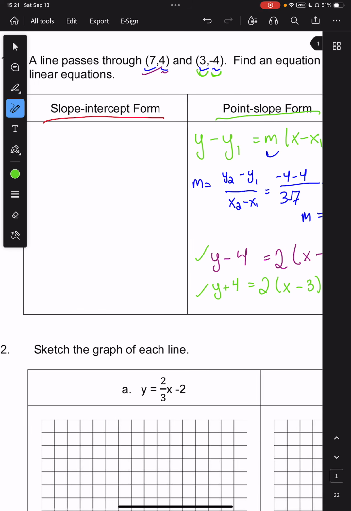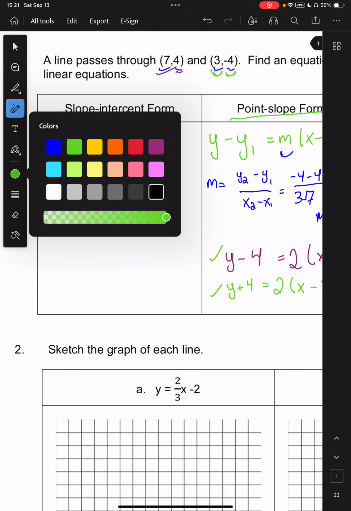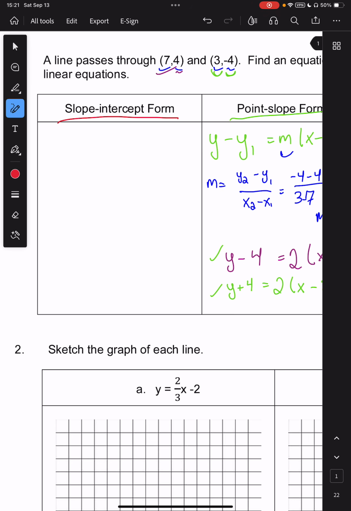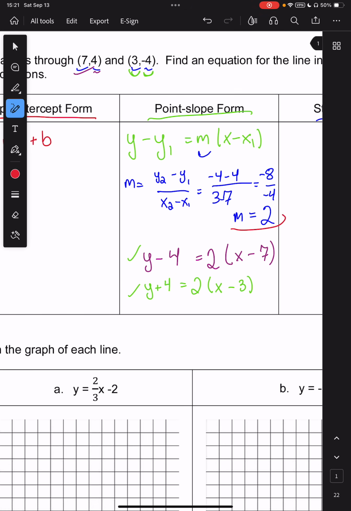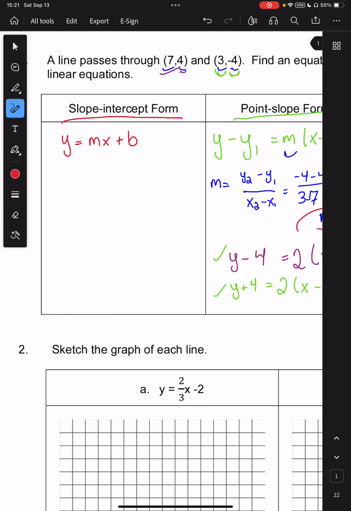Now, let's go back to our slope-intercept form. If you remember, our equation for slope-intercept is y is equal to mx plus b. Well, from our point slope form, we have our m as 2. So let's write it in our equation. M is 2. Now we have our y values, which we have as our 2 points. We have our y value either as 4 or negative 4, and then we also have our x value, either as 3 or 7. But what we don't have is our b.